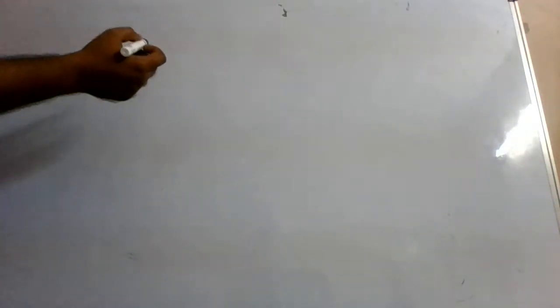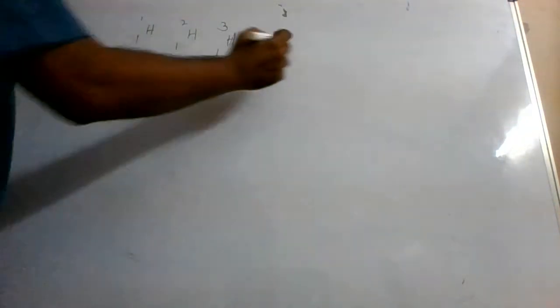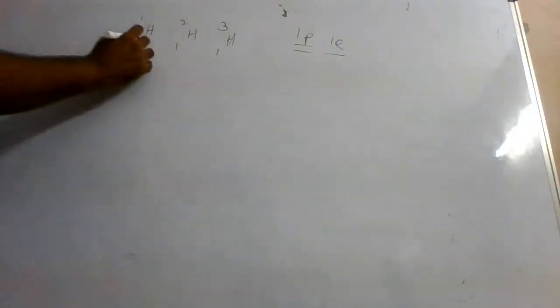Just because it will come up in the discussion, let us see the isotopes of hydrogen. 1H1, 1H2, 1H3. See, hydrogen is the simplest possible atom available in the universe. It has only one proton and one electron. It is the simplest possible atom. So this is your regular hydrogen, and the universe is mostly filled up with hydrogen only.